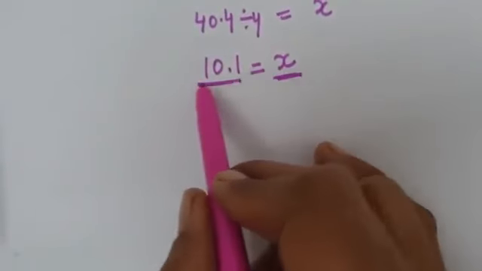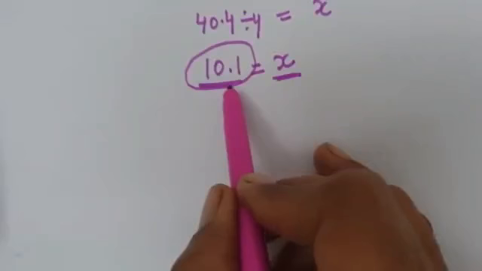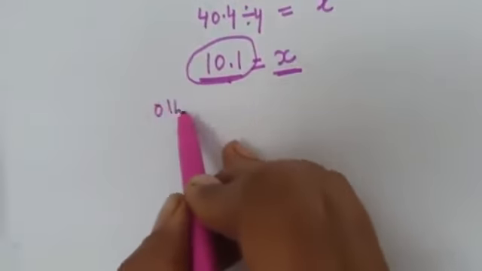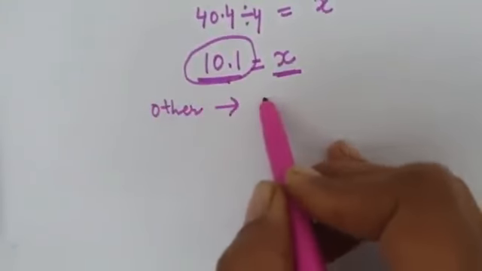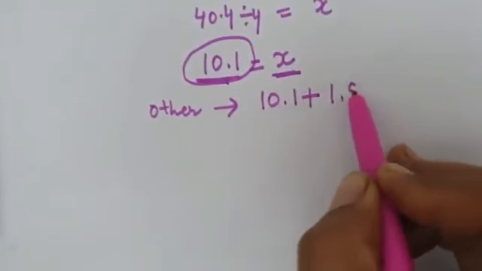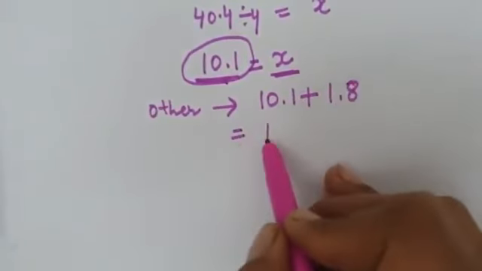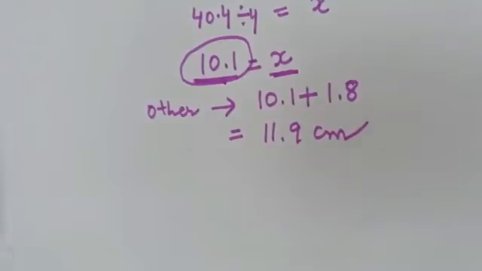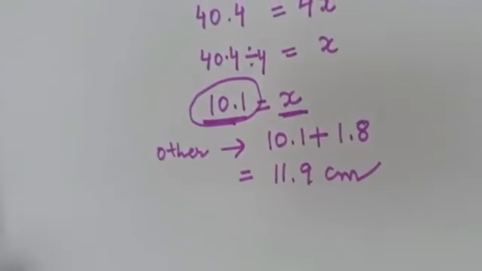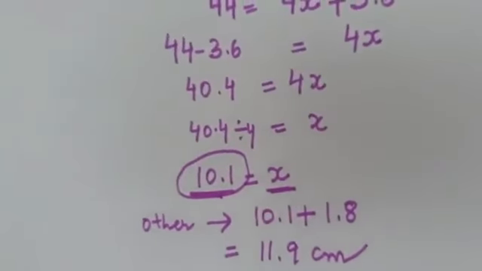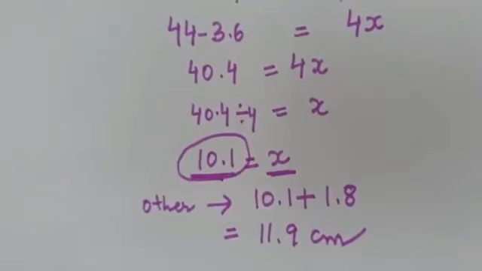It means one of the adjacent side lengths is 10.1. So the other side length will be 10.1 plus 1.8, that is 11.9 centimeter. Clear, children? So students, the length of one side is 10.1 and the other side is 11.9 centimeter.